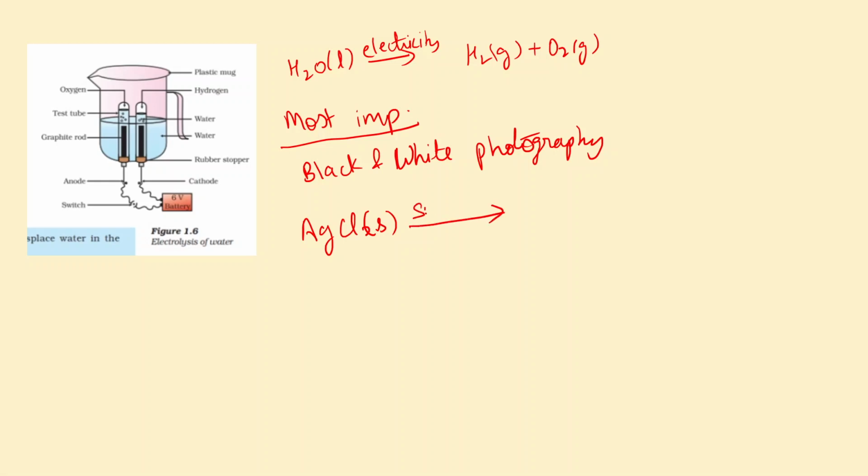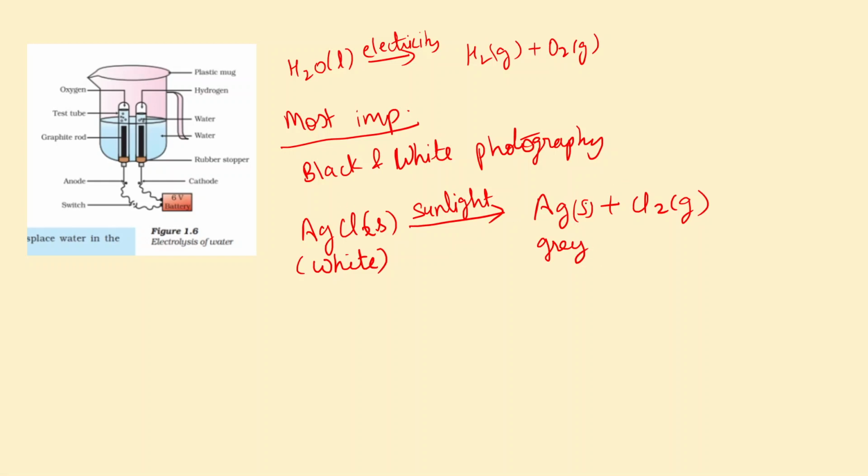This is kept in the presence of sunlight. What will happen? This is white in color. It splits up into silver and chlorine. Silver is grey in color, right? Silver metal is grey in color.